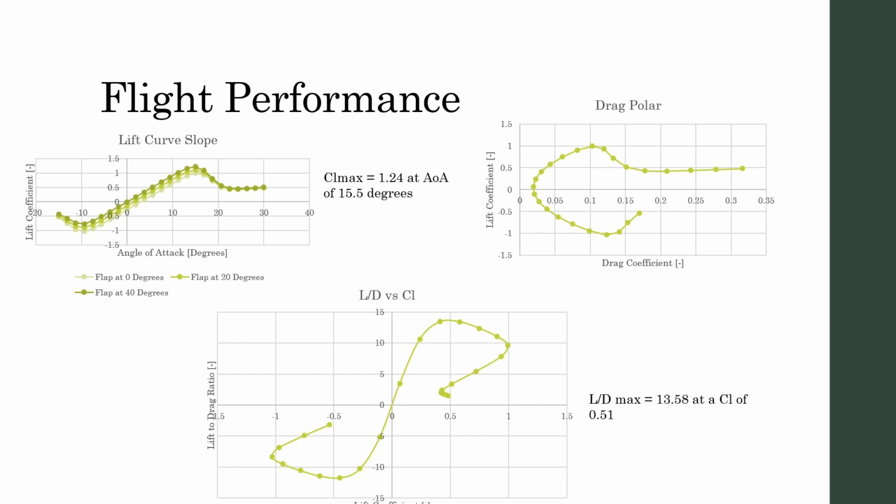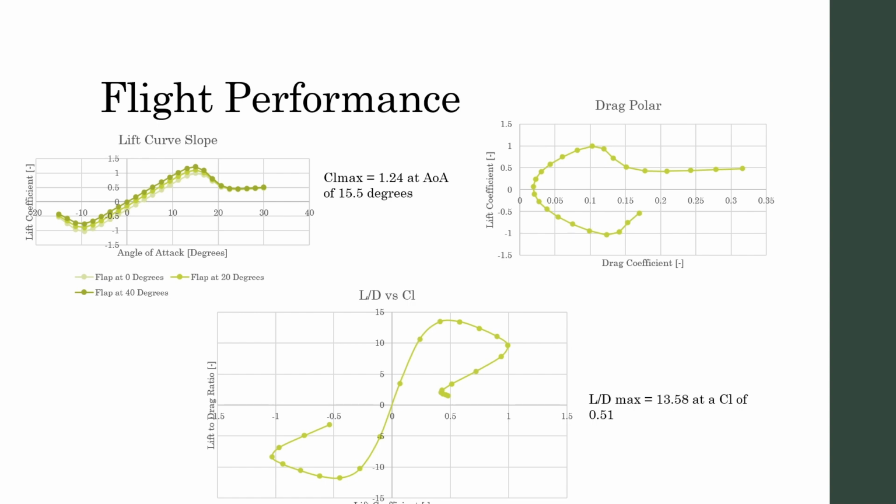The flight performance is characterized by the lift curve slope in the top left, and the lift curve slope allows us to see that for the flap at 40 degrees, the maximum CL is 1.24, and this is at an angle of attack of 15.5 degrees. When the flap is at lower angles, the lift coefficient is much lower.